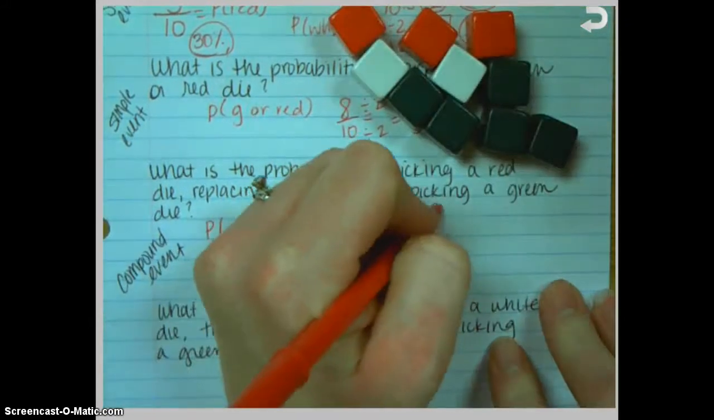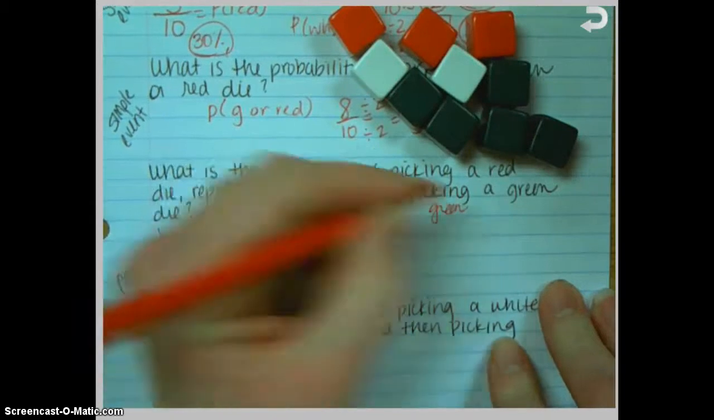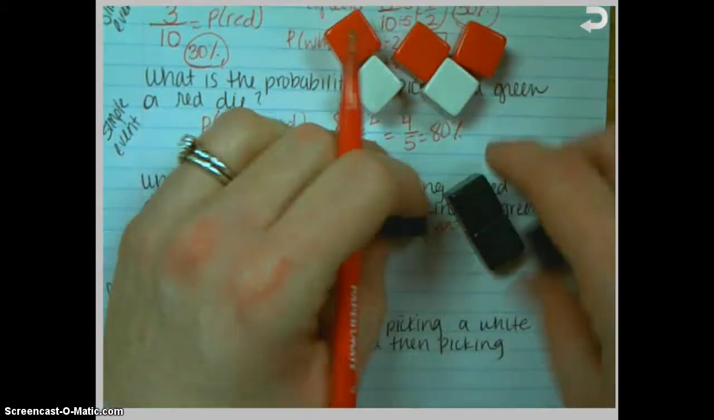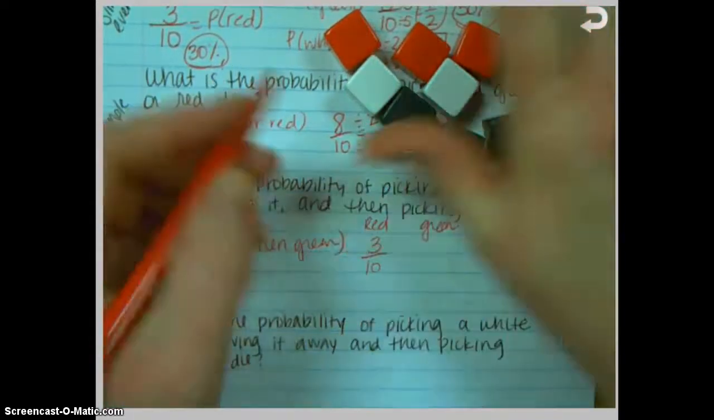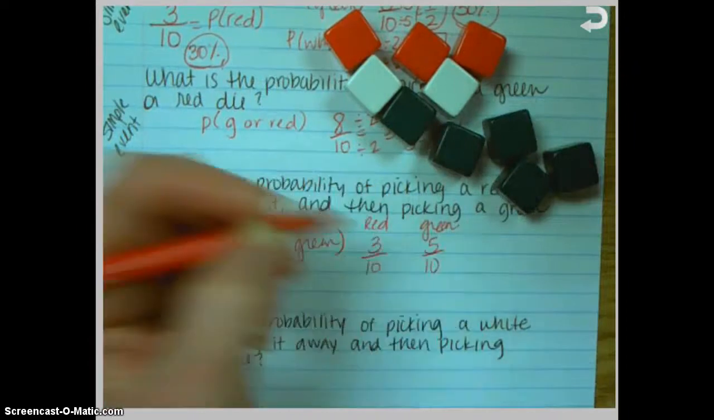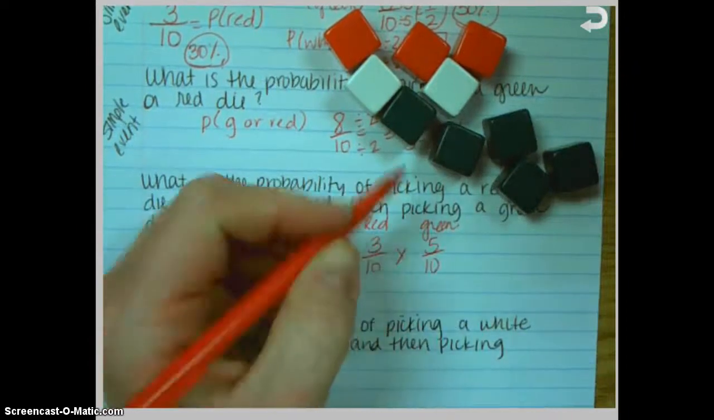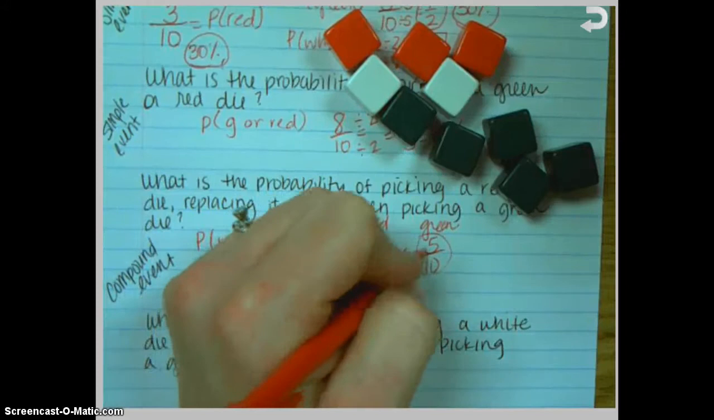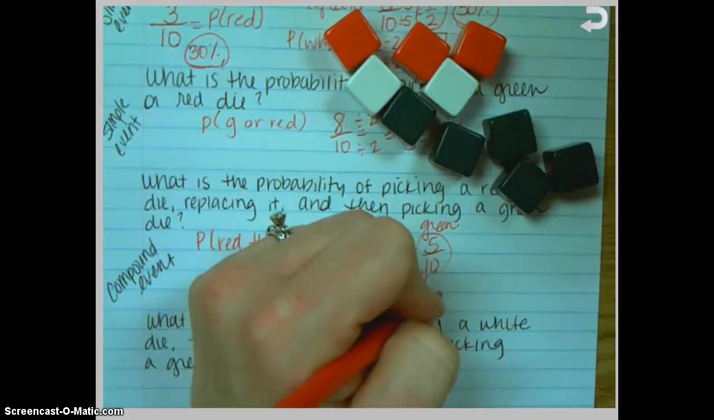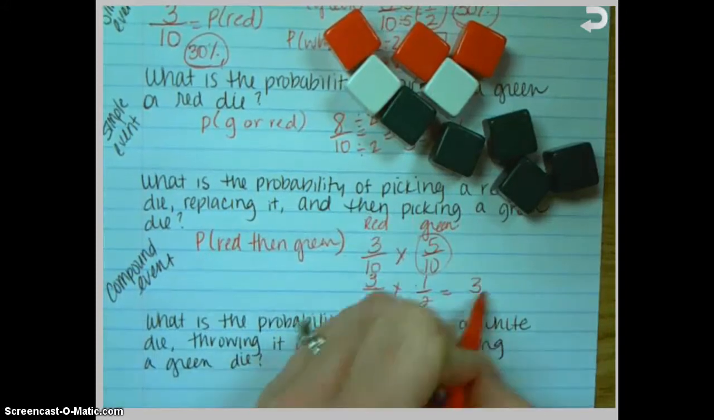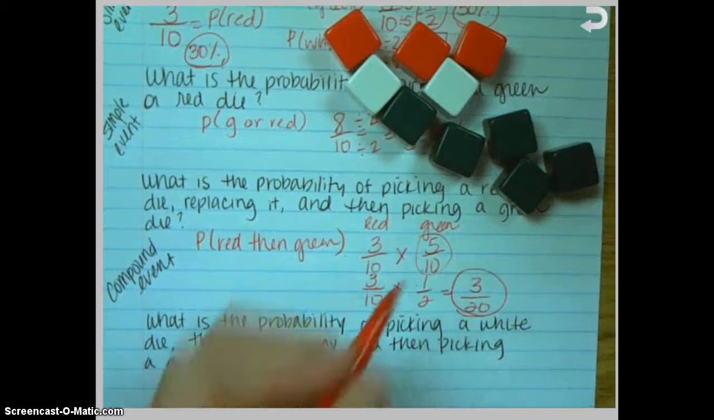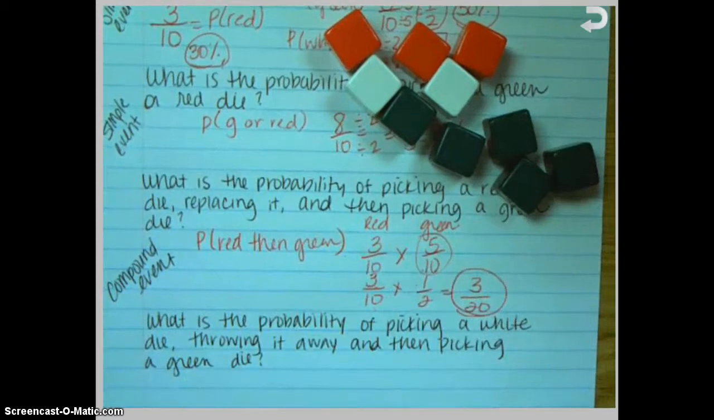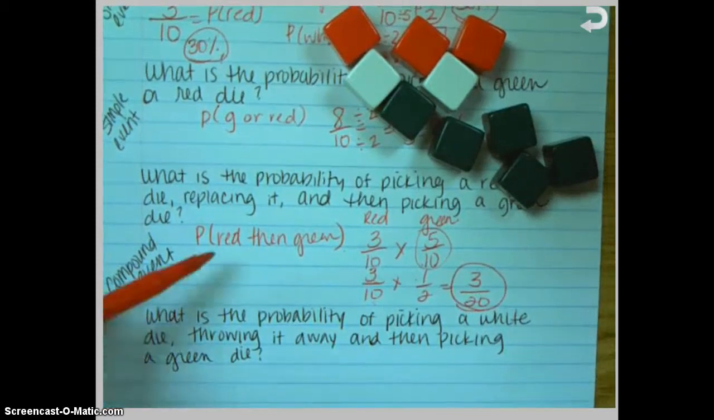So for the green, I say, well, what's the probability I'm going to get a green? Well, there's 5 of them. I'll take any of those 5 green. So 5 out of 10. And then I need to multiply. Now before I multiply, I'm going to simplify that to make my life easier. 5 over 10 is 1/2. 3 times 1 is 3. 10 times 2 is 20. I got a 3 in 20 chance, or probability, of picking a red then a green.